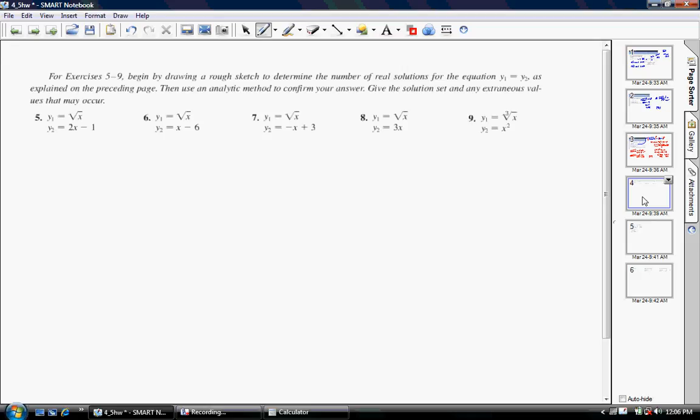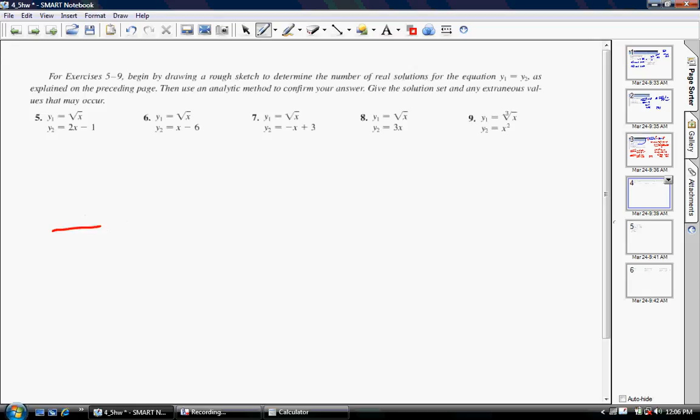The next few I've selected from the book. It is to begin by drawing a rough sketch to determine the number of real solutions to the equation y1 equals y2, and then use an analytic method to confirm your answer. Give the solution set and any extraneous solutions or values that may occur. So let's look at number 7.